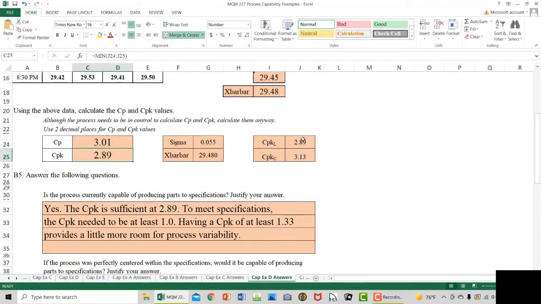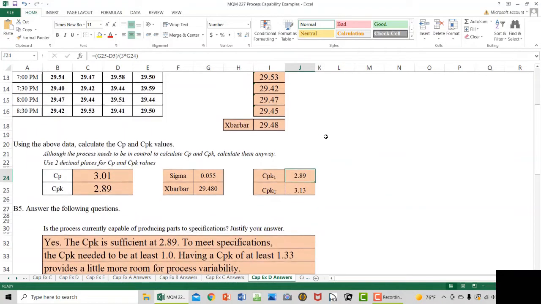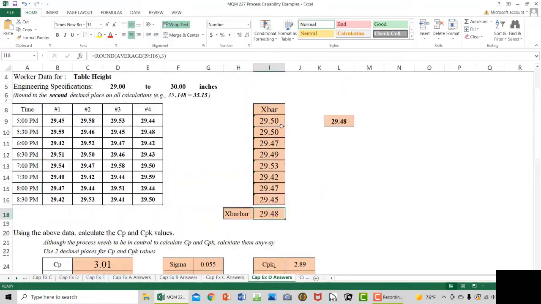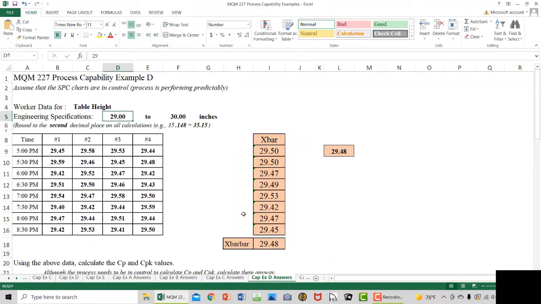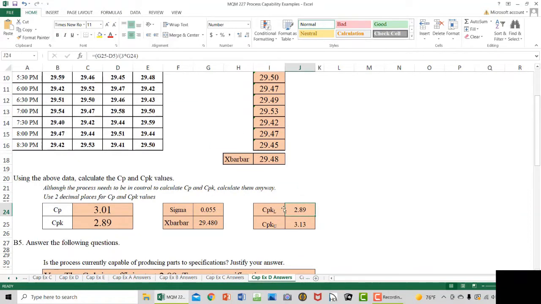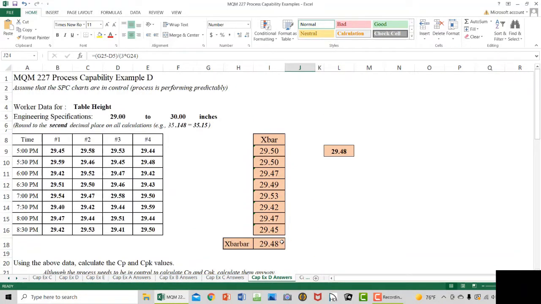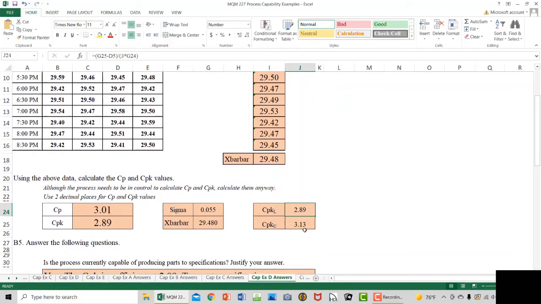And let's jump over here to CPKs. Remember, here's this, but we're going to take the lower of these two numbers as the actual CPK. So let's look at this one. We are going to use the 29.48 minus 29 and divide that by 3 times the standard deviation. And look at these numbers. They're very, very close to each other. Why? Well, because 29.48 is almost halfway between these two. So if it was actually 29.5, these numbers would be exactly the same.